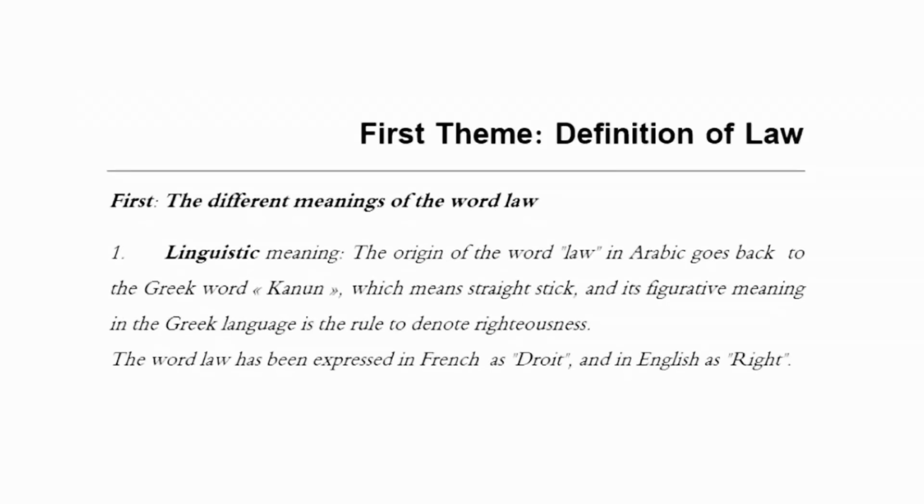First theme, definition of law. First, the different meanings of the word law. 1. Linguistic meaning. The origin of the word law in Arabic goes back to the Greek word kanun, which means straight stick, and its figurative meaning in the Greek language is the rule to denote righteousness. The word law has been expressed in French as droit and in English as right.